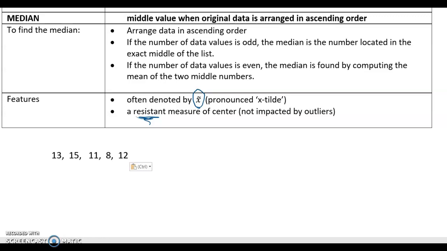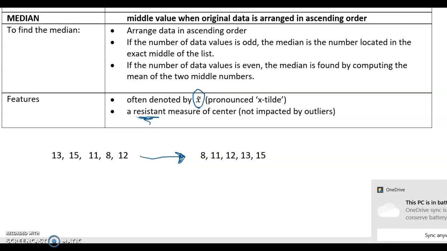Let's do an example using our sample data from the previous question where we found the mean. This time we'll find the median. So we have 13, 15, 11, 8, and 12. First step, put them in order. To reorder the numbers, we have 8, 11, 12, 13, and 15. There are 5 data items. So to find the middle, we could just count because it's a small number.